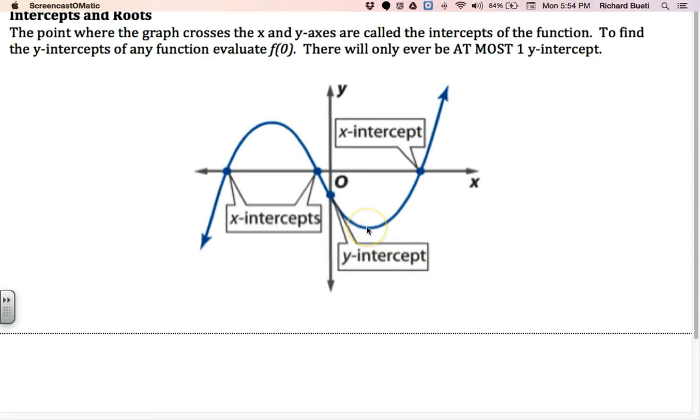Intercepts and roots. The points where the graph crosses the x and y axes are called the intercepts of a function. To find the y-intercept of any function, you evaluate f of 0. In any function, there will be at most one y-intercept, so the graph will only ever cross the y-axis once. You can have multiple x-intercepts, and that depends on a lot of things with the function, which we'll get to in Unit 2.